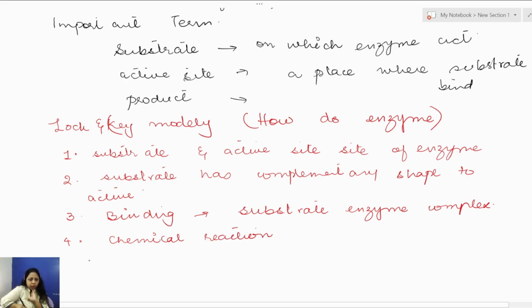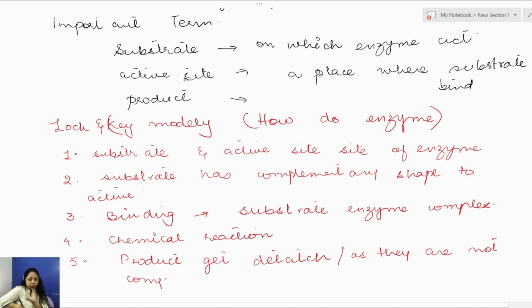The products are formed. The products get detached from the active site because they are different. Now they are not complementary to the active site. They are different compounds. They get detached as they are not complementary to the active site. What is the meaning of complementary? Exactly. That they can easily make a bond or they easily fit into each other.